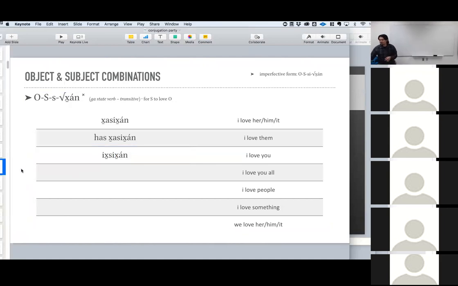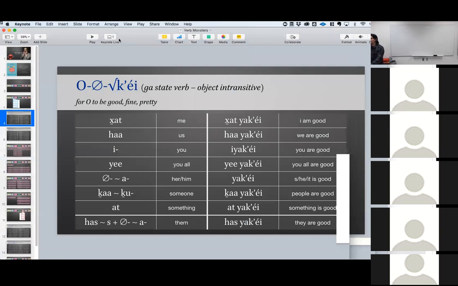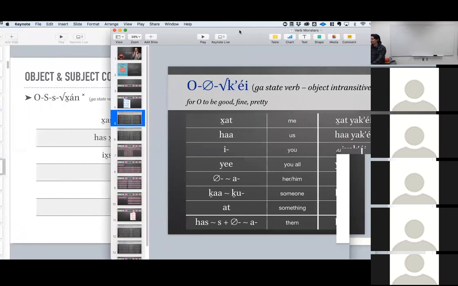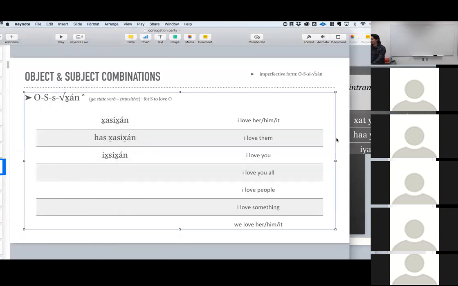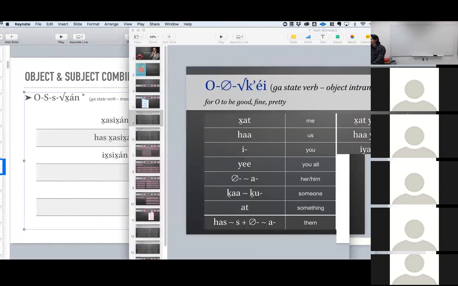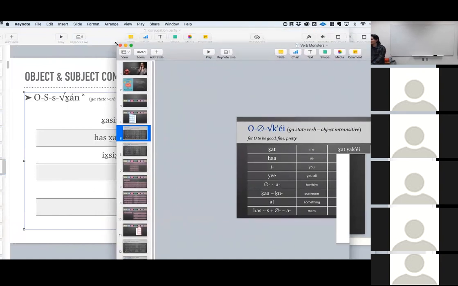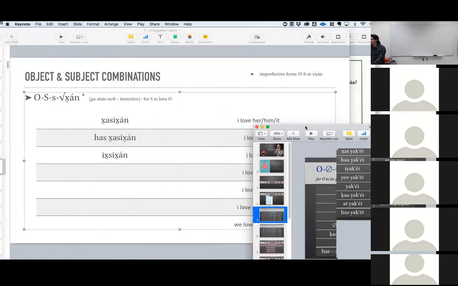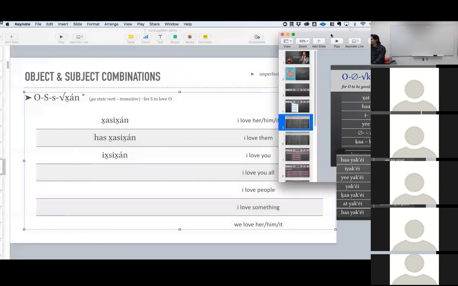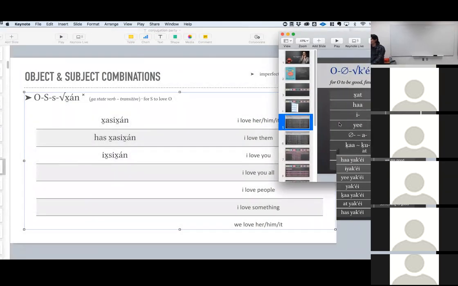Let me see if I can slide this over. I don't know if I can get them both. All right. Shucks. Maybe. Is that too weird? I don't know if you guys can even see that. I'm trying to be helpful. I don't think I'm being helpful. Okay.